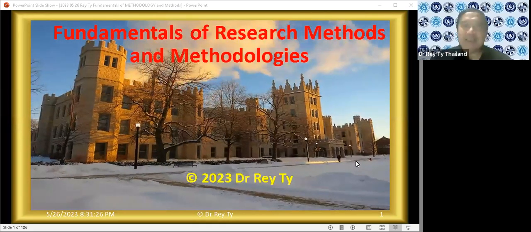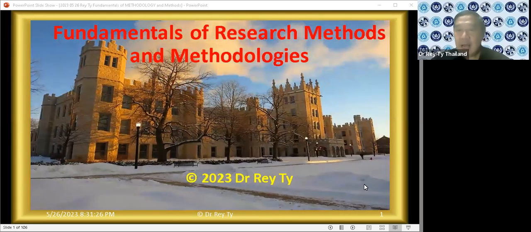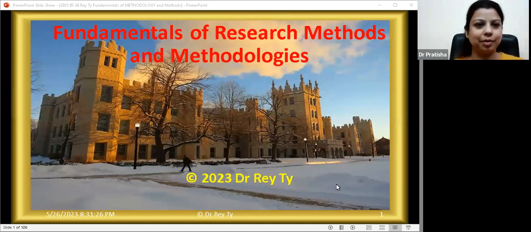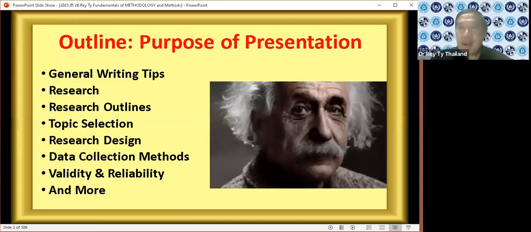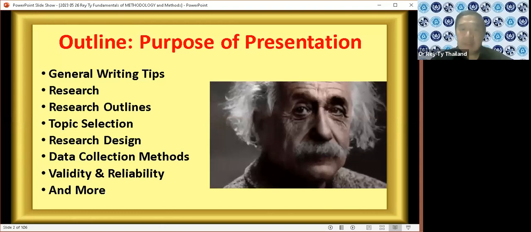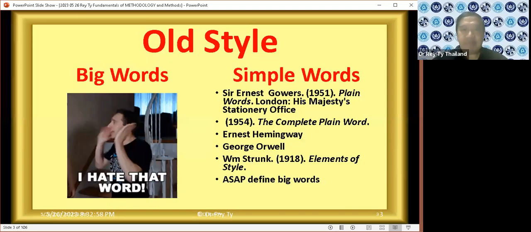So my presentation is on the fundamentals of research methods and methodology. I hope you can see my screen. Yes. Right. Okay. So this is the outline of the presentation: some general writing tips, why we do research, some different research outlines, the selection of topics, the different research designs, data collection methods, and validity and reliability in both qualitative and quantitative methods. Now, just preliminary on some tips.